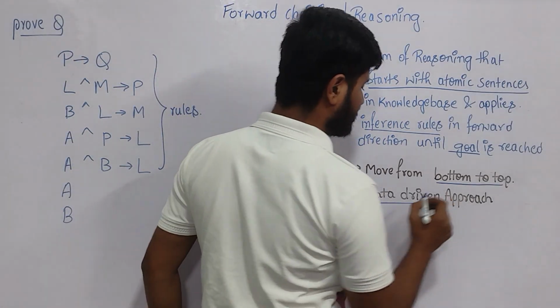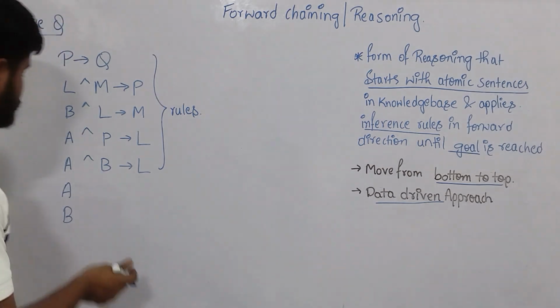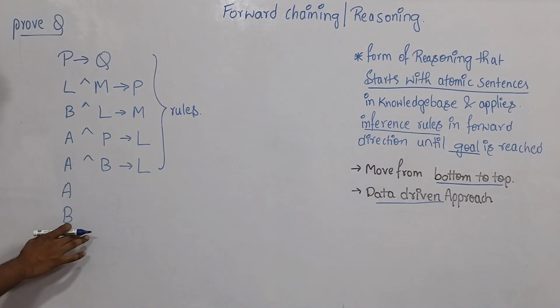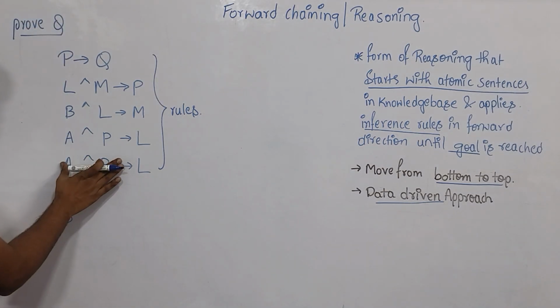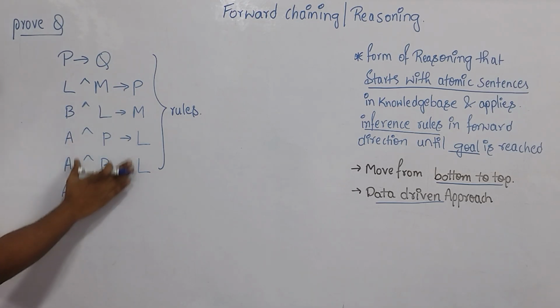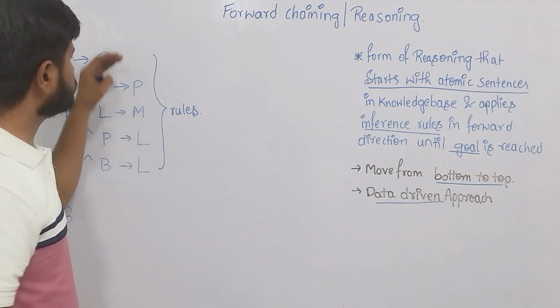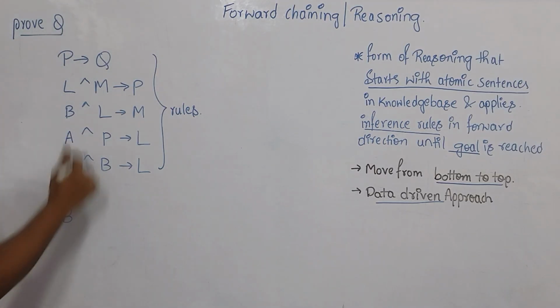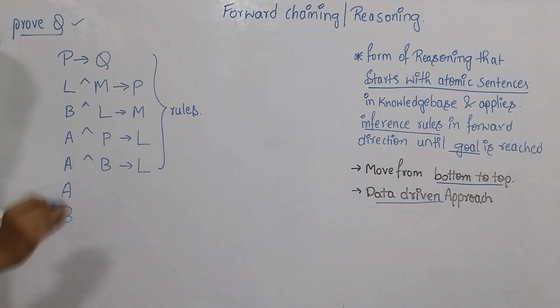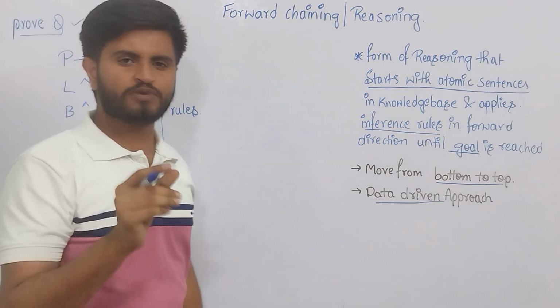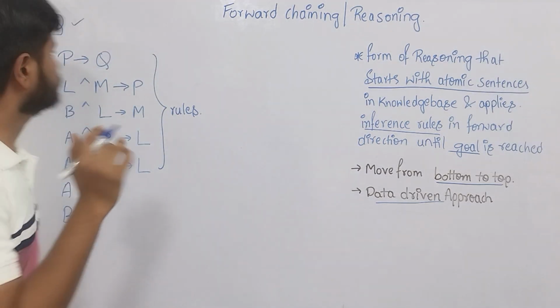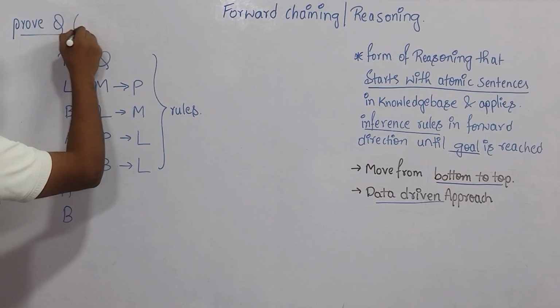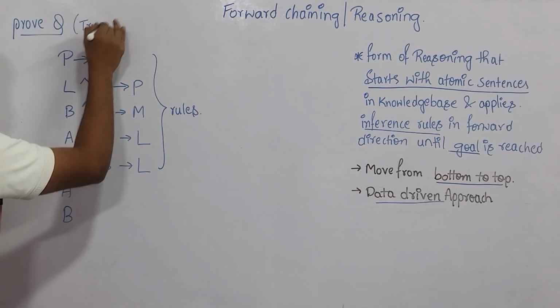Now this is a data driven approach, because when you start from the atomic sentences, you will take the data which is given in the inference rules, then only you will construct and then prove what they have given. So in the question they have said prove Q. So what we should prove? We must prove Q as true.